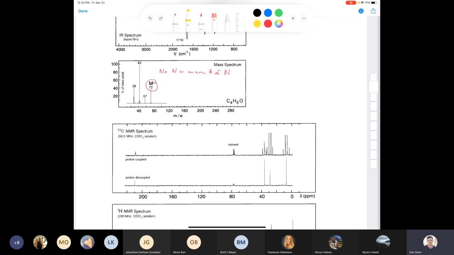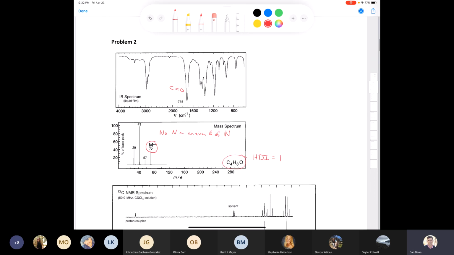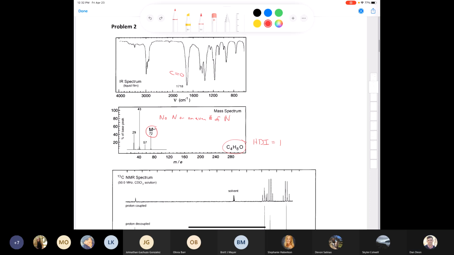Let's go ahead and calculate the HDI. The HDI for C4H8O is 1. So my HDI is equal to 1. Now it's starting to come together because I've got an HDI of 1 and I've got a carbonyl in my molecule. So that takes care of my double bond. Now, since there's only 4 carbons in the molecule and there's a carbonyl and it's not an aldehyde, I know that this is some kind of ketone. There's not many ways that I can organize 4 carbons and have a ketone. There's very few ways that I can do that.